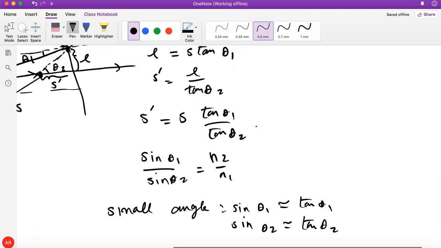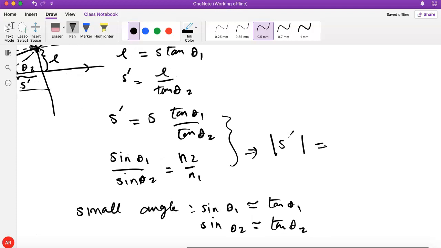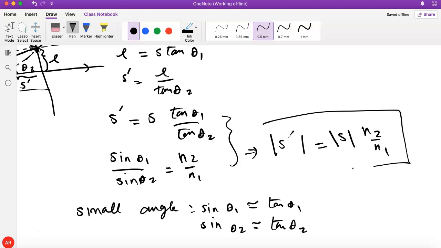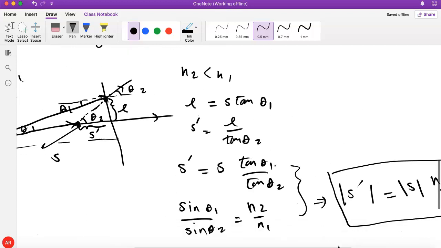So that means that S prime, and let's now not worry about the signs, so I just treat both of them as positive numbers, is S times n2 over n1. Right, so n2 over n1 is a number that's smaller than 1, and then this distance becomes shorter.